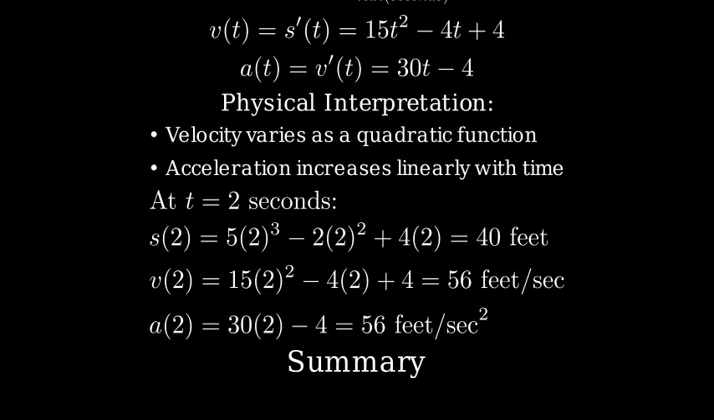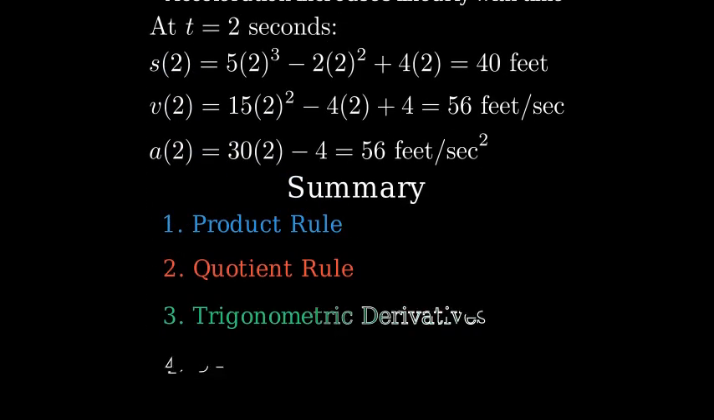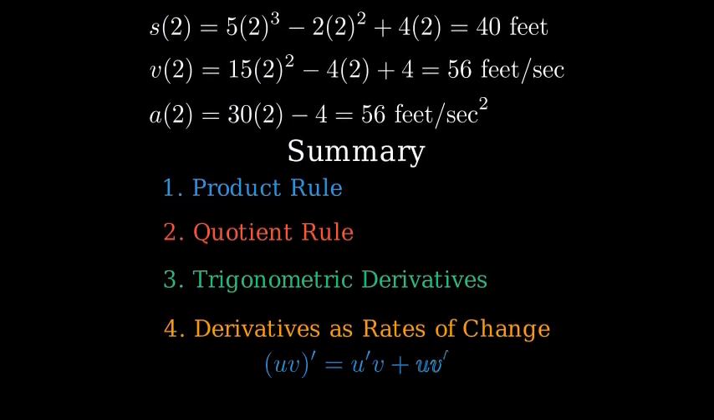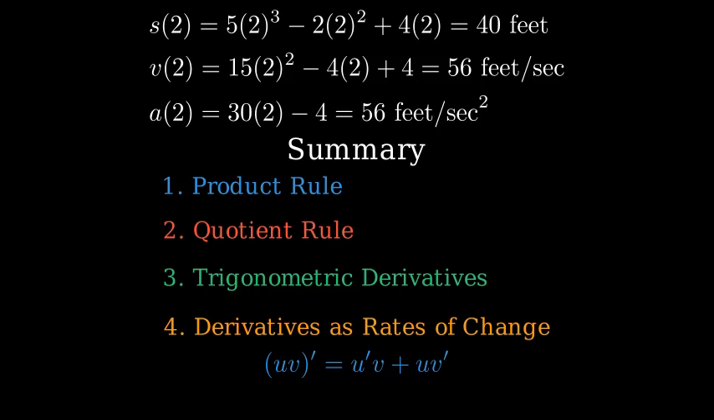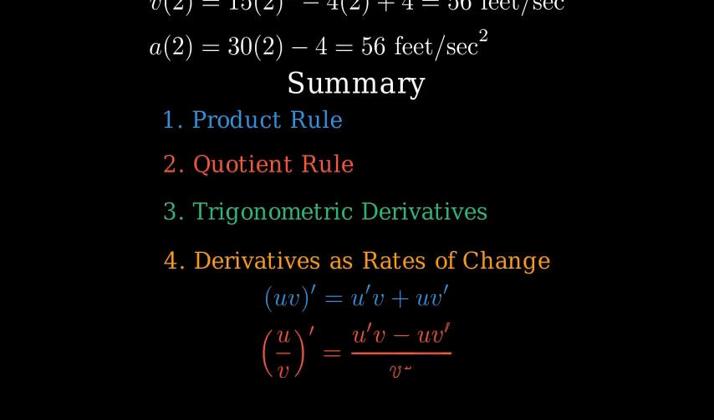Let's summarize what we've learned today. We covered 4 important topics in calculus. First, the product rule, which states that the derivative of u times v equals u prime times v plus u times v prime. Second, the quotient rule, which states that the derivative of u divided by v equals u prime times v minus u times v prime, all divided by v squared.